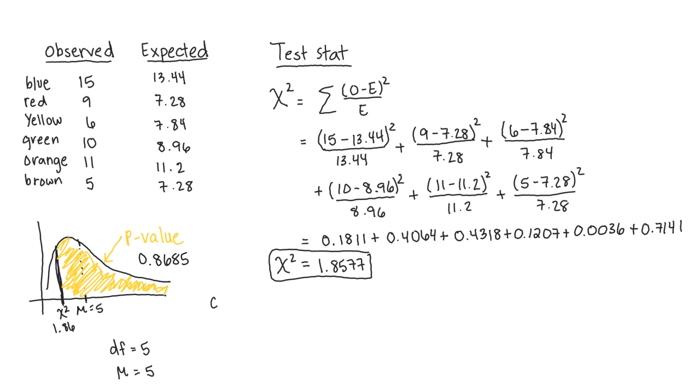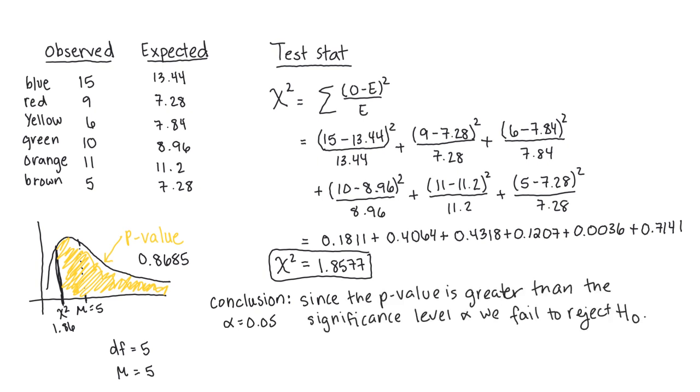So my conclusion is going to be to compare that p-value against, remember my significance level alpha was 0.05. So my p-value is larger than my significance level. So since my p-value of 0.8685 is bigger than my significance level alpha, and it's quite a bit bigger, right? So this is pretty strong evidence that we should fail to reject the null hypothesis.